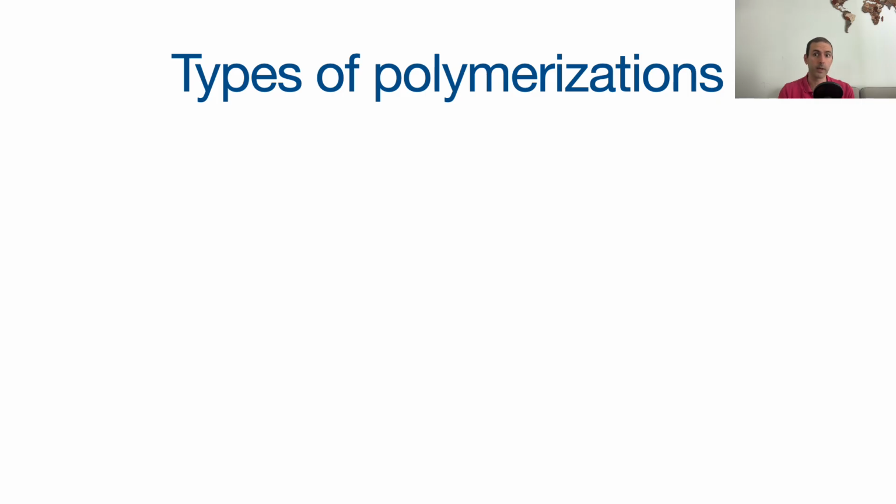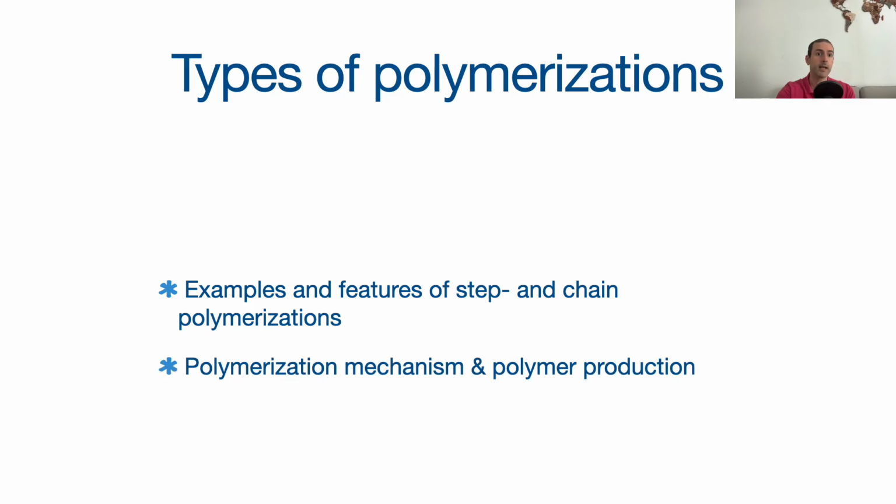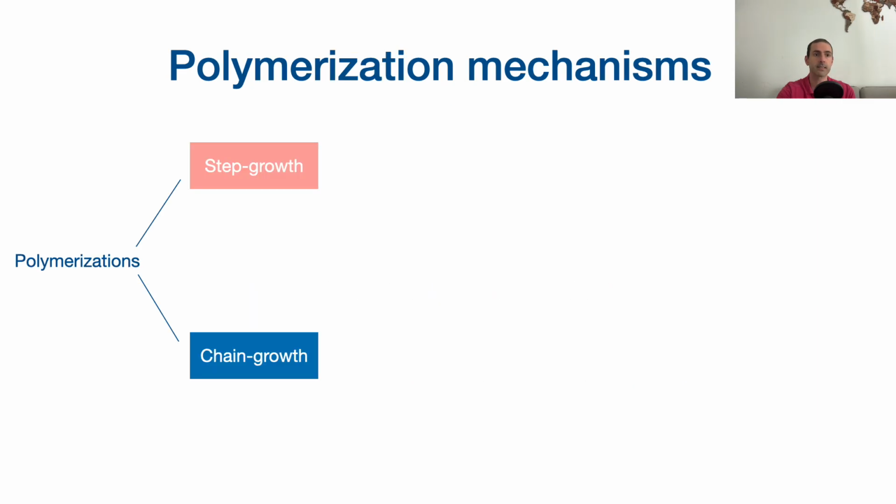In the previous video, we have seen the features of the two main polymerization mechanisms, so step and chain polymerization. In this video, we will compare some of the polymerizations that belong to the step and chain groups, along with some of their characteristics. Finally, we'll have a look at how much polymer is being produced today, quantifying the relevance of each mechanism. So let's get started.